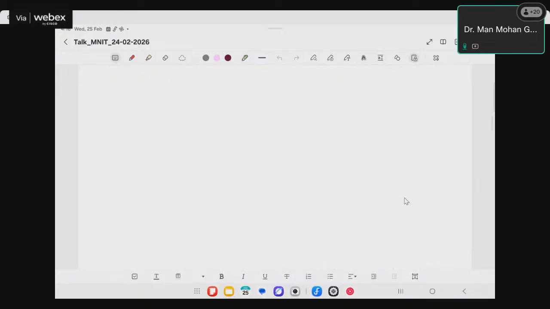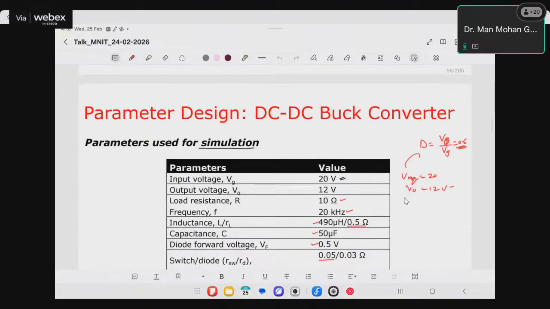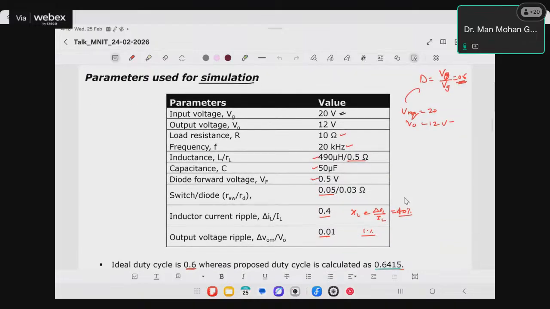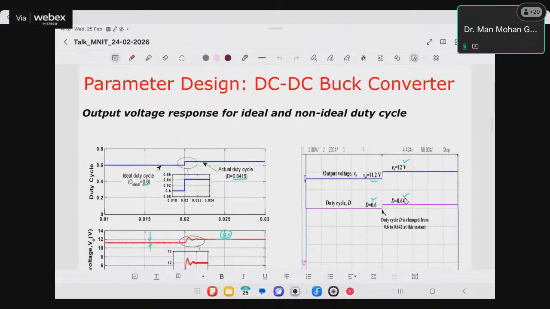We have taken these values, and after that we have seen how the non-idealities affect the output voltage. In order to obtain the same output voltage, we need to increase the duty cycle, and if the duty cycle is increased, then the output voltage is as desired. So this was an open loop approach, where the duty cycle can be increased from 0.6 to 0.6415. But this same thing is done in closed loop as well.